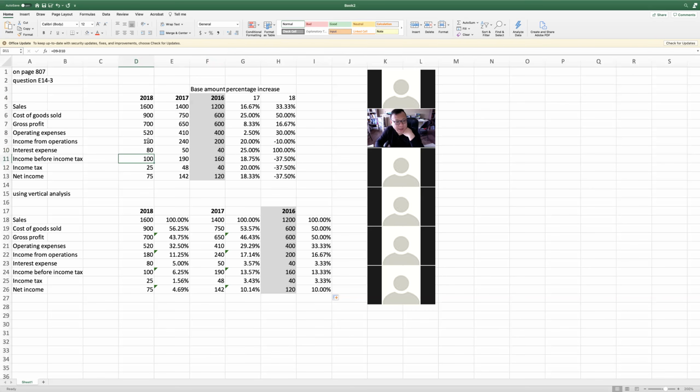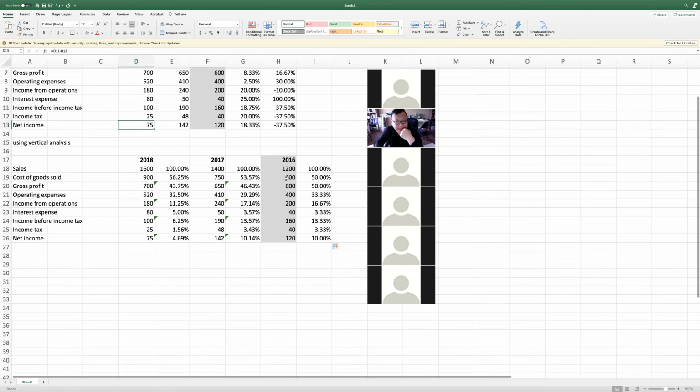You can see that the increase in sales only translates into a $100 higher gross profit, yet the operating expenses is $120 higher, and also the interest expenses is doubled, right? So that's why you ended up with less money, the net income. So that's what you can learn from the horizontal analysis.